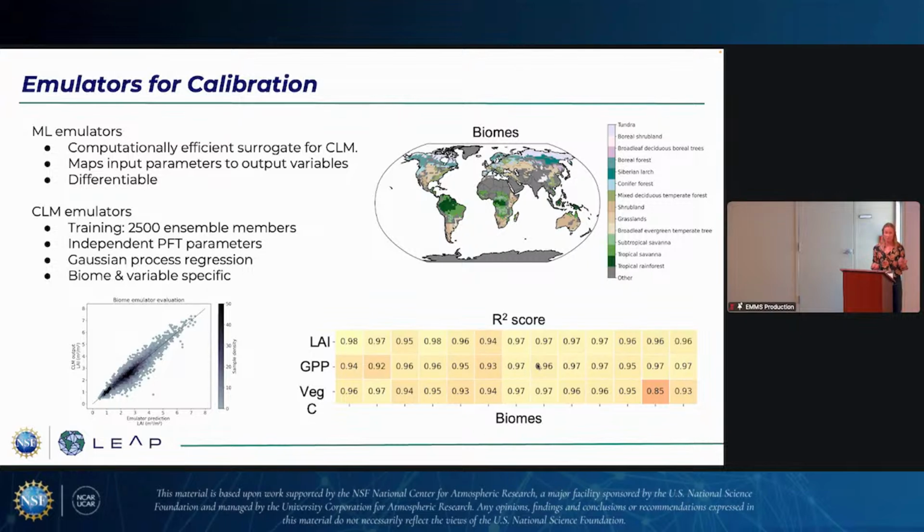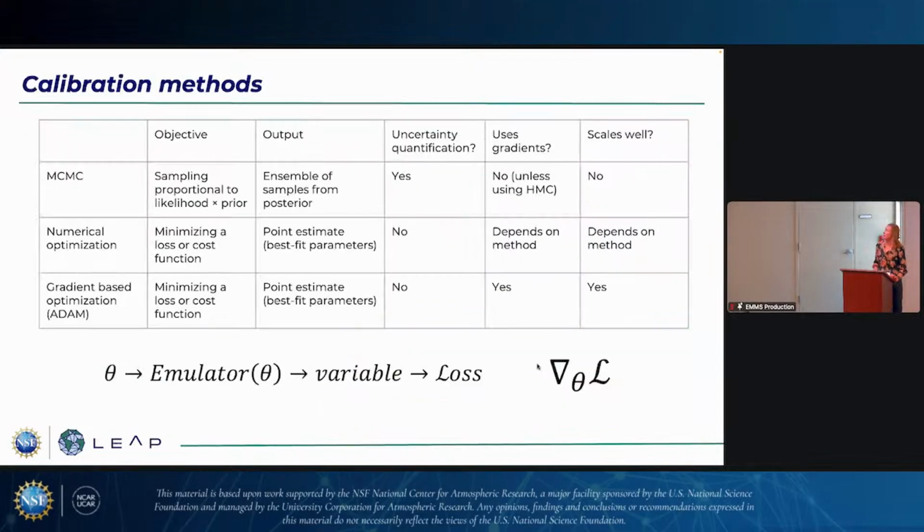They're quite simple. They're just Gaussian process regression, and we get really good performance for these variables that we're trying to emulate here. So then we can use this small ensemble of emulators for calibration. You can use the emulators in any type of traditional calibration that you would use with a hydrologic model or any other fast model. MCMC, for example, is really commonly used, which is more like a sampling scheme that ends up with an ensemble of samples from your posterior and gives you really robust Bayesian uncertainty quantification.